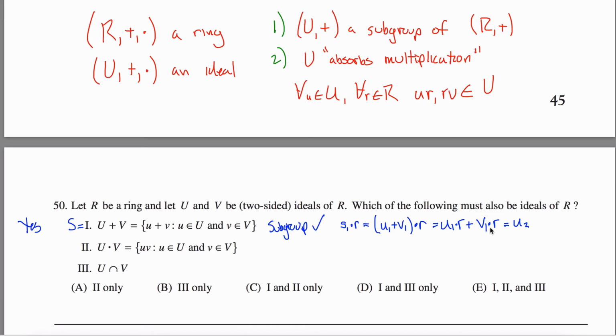Similarly, V1 times R is some element in V because V is an ideal. So I can call that V2. So I got U2 plus V2. Wait a minute, I got an element from U plus an element from V. That must be an element in S by definition. So that's equal to maybe S2, which is an element in S, and therefore I've absorbed multiplication. I took an element from S and I multiplied it by some arbitrary element in the ring, and I got some other element in S.